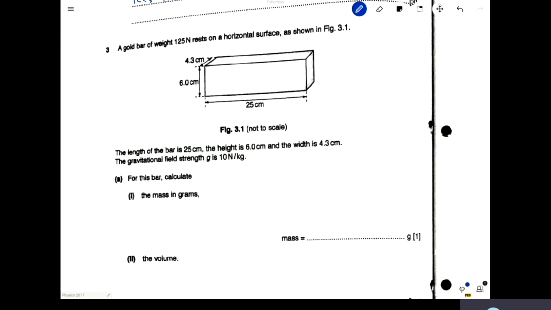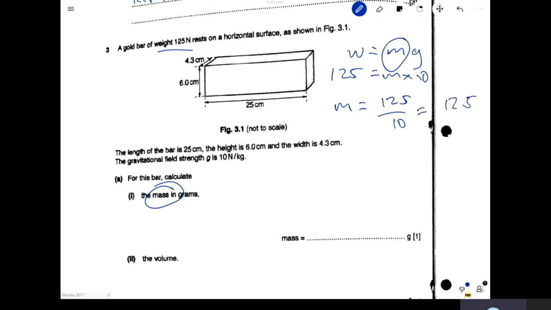Oh, okay. So a gold bar weighs 125. So formula W equals mg, right? First one, they ask for the mass. My weight is 125, g is 10. So m is equal to 125 over 10, which equals 12.5. Now this is 12.5 kilograms, so I need to convert this to grams. Gotta multiply by 1,000. So 12.5 times 1,000 will be equal to 12500 grams.